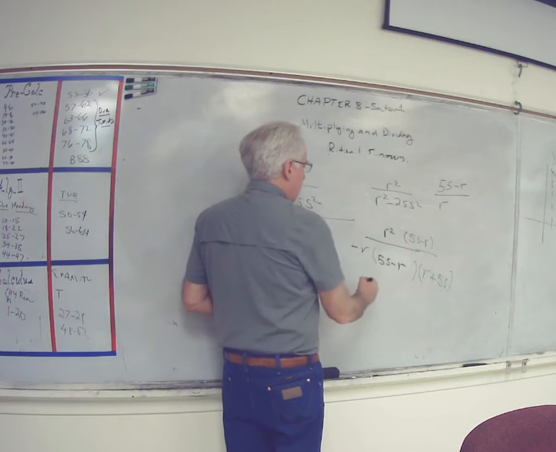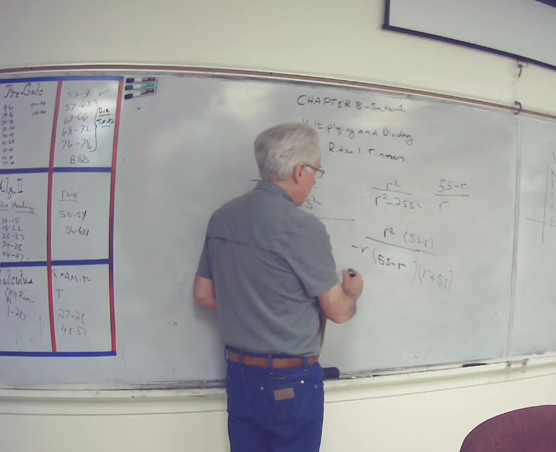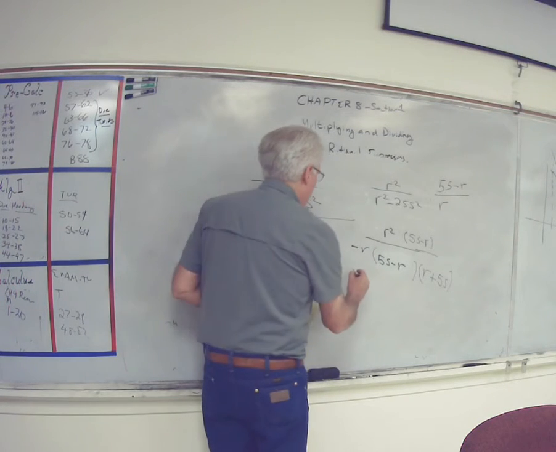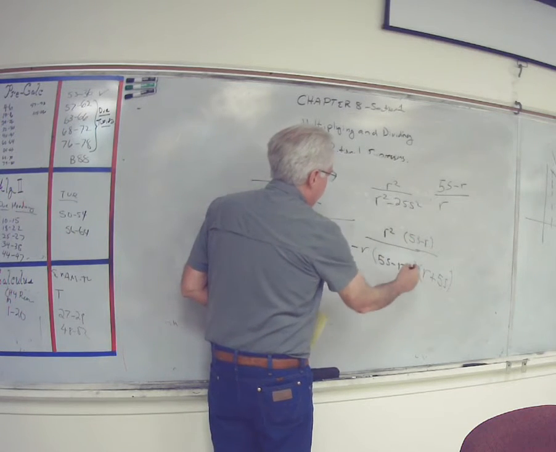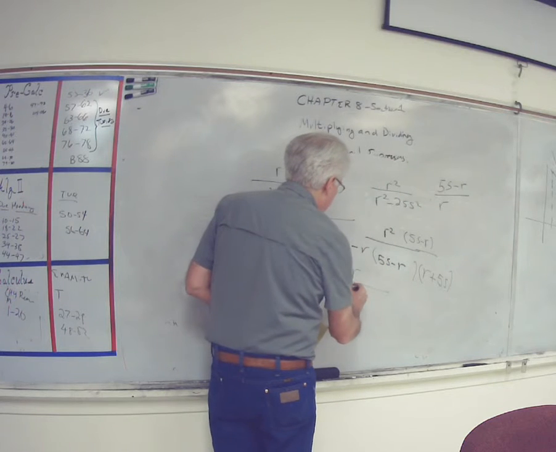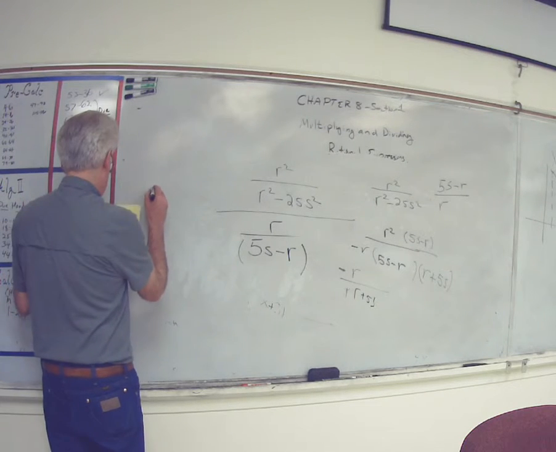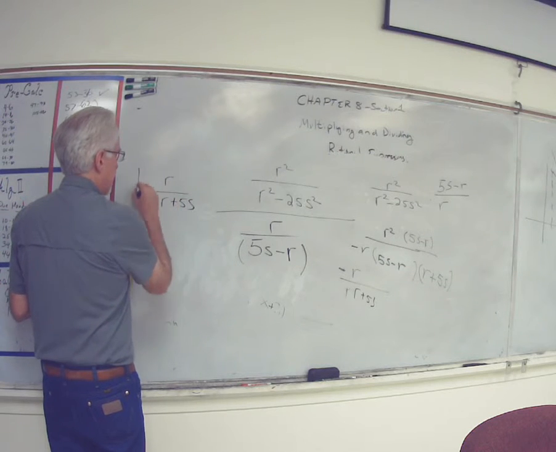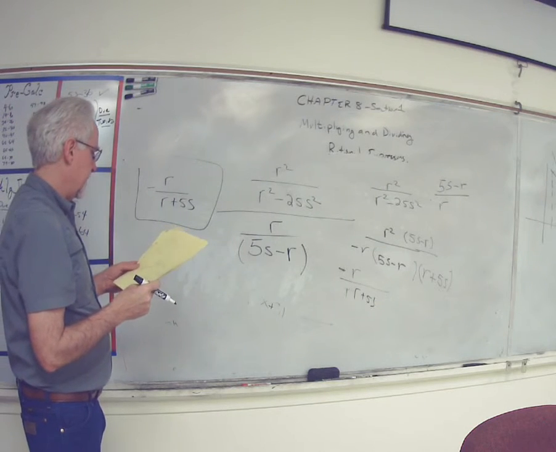So now R squared over R becomes what? R over 1. Okay, R over 1. And I still have the negative out here, right? And then 5S minus R over 5S minus R makes 1. And what do I have down here? R plus 5S. I cannot do anything else. This is minus R over R plus 5S. Okay? Is that good? Everybody happy with that? All right.